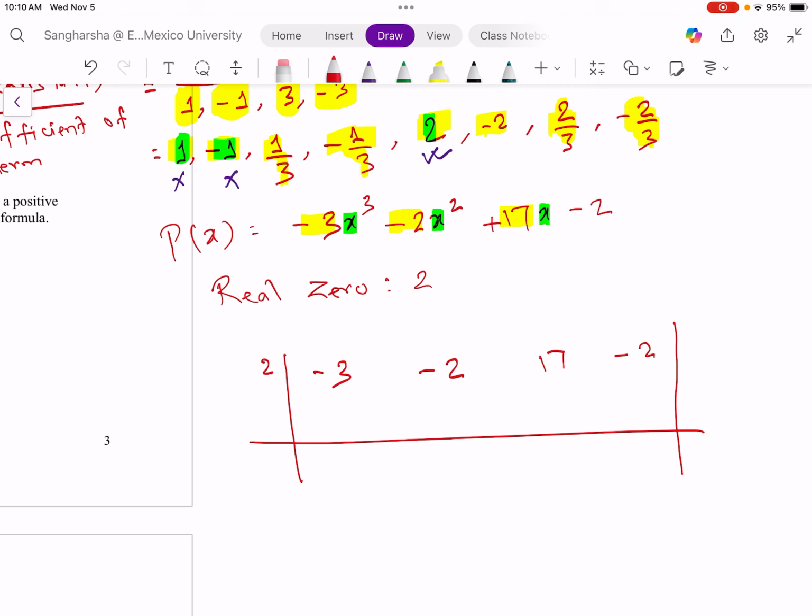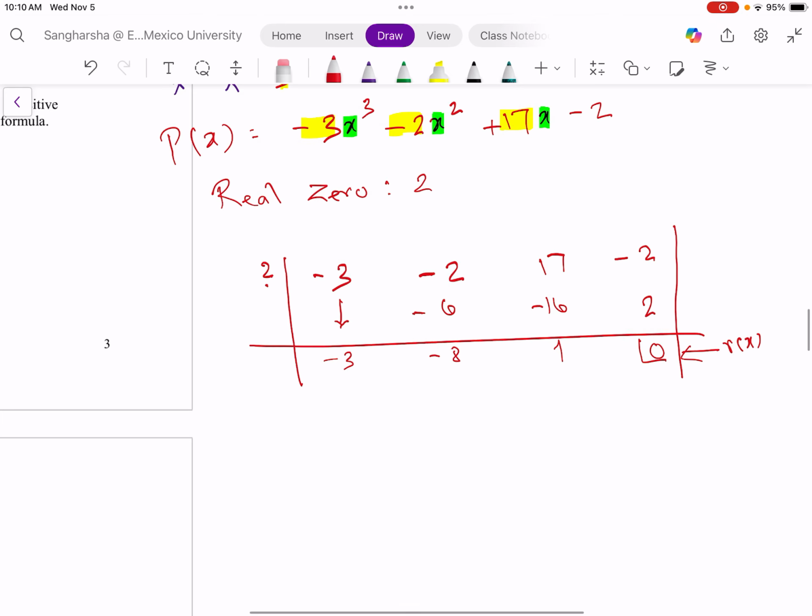You drop the first coefficient as it is, negative 3, multiply with 2. Negative 3 times 2 is negative 6. So do not change the sign. Negative 2, negative 6, negative 8, multiply with 2, negative 16. This is positive 1. 1 times 2, 2. This is 0. So this 0 is our remainder r of x.